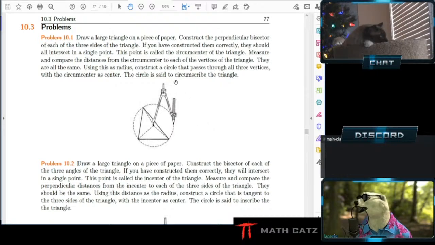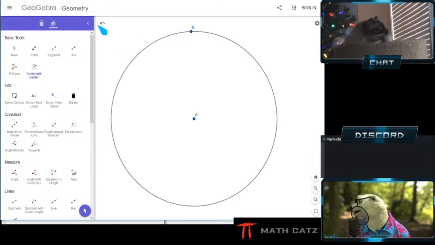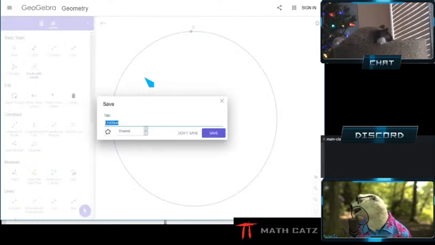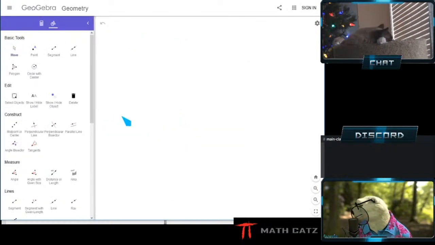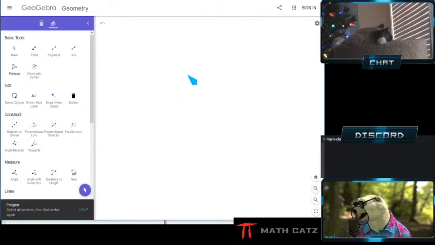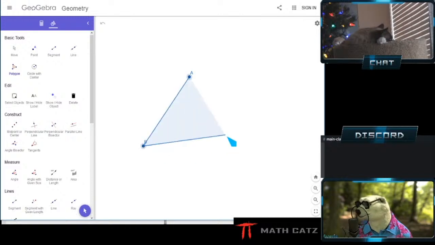Our goal is to... Actually, I'm just going to do it like this. That question is way too wordy. I will read the question in a second, but reading words is kind of boring. Let's start with a triangle. I have a polygon tool here, which makes the polygon nice and cohesive, shaded in blue, and it's nice.